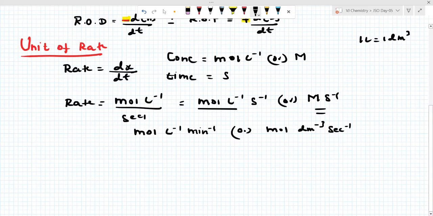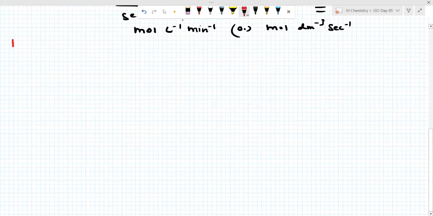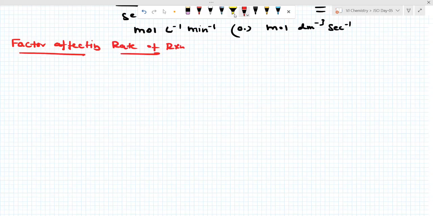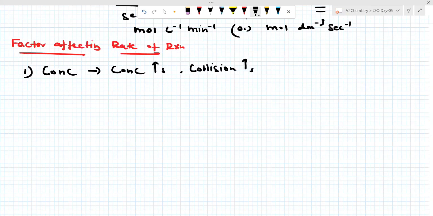Now see, the next topic: factors affecting rate of reaction. Please note, the first factor is concentration. When concentration increases, the collision between the molecules increases. The collision increases, it means the rate of reaction increases. Similarly, temperature is also the same. Second one, temperature increases.